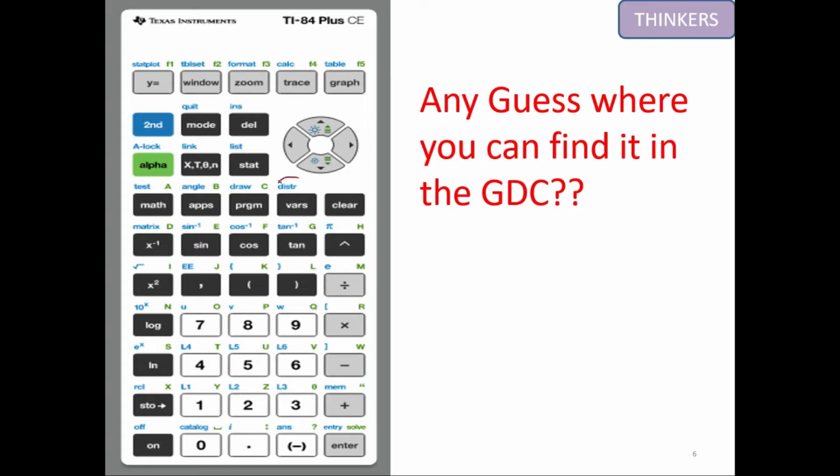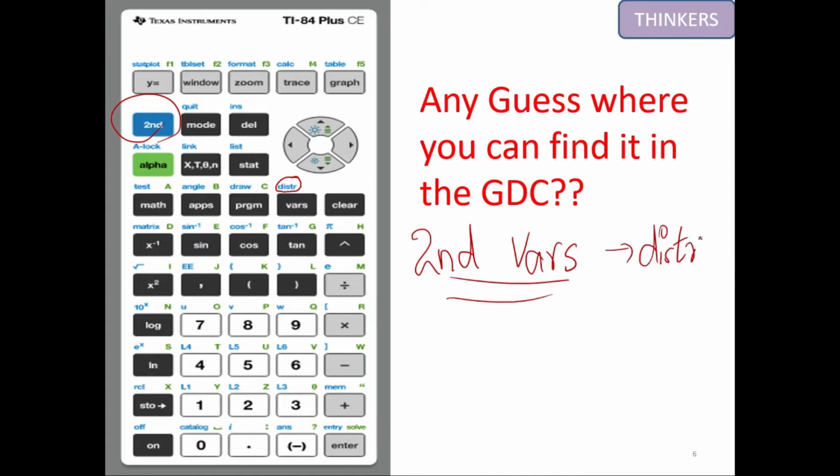Now look here, you can see DISTR, which stands for distribution. To select this, you press second, the blue button here, and VARS, which gives you the option distribution, DISTR. So this is where you start with finding the data for a normal distribution, and I'll be sharing the further steps.